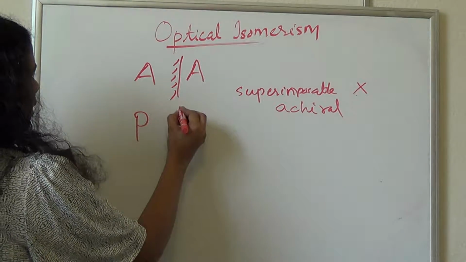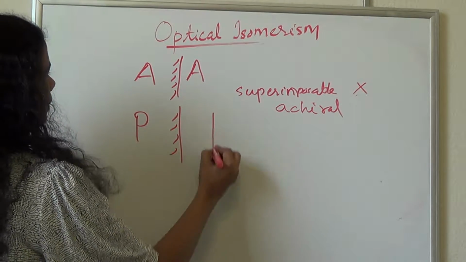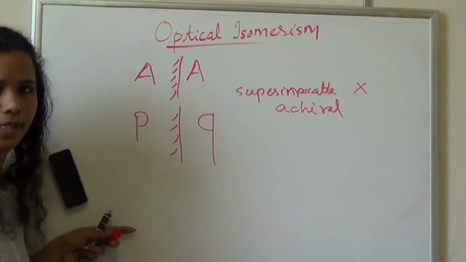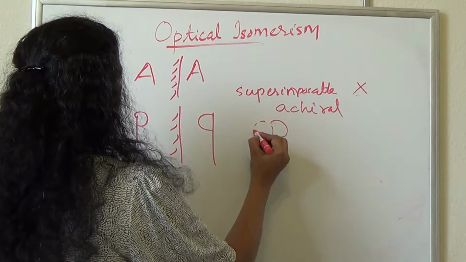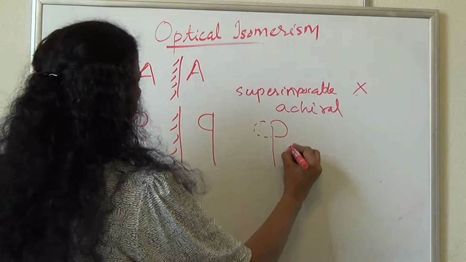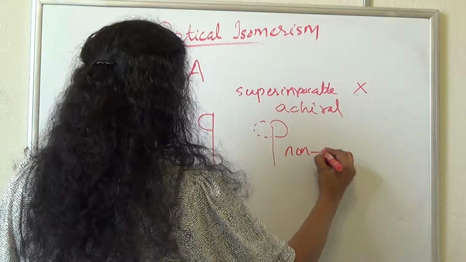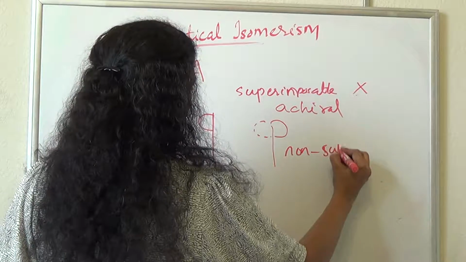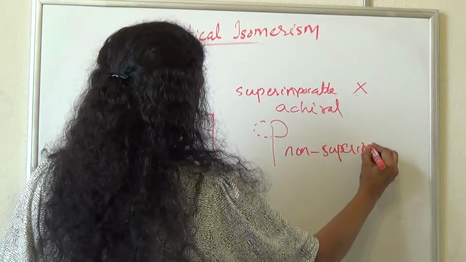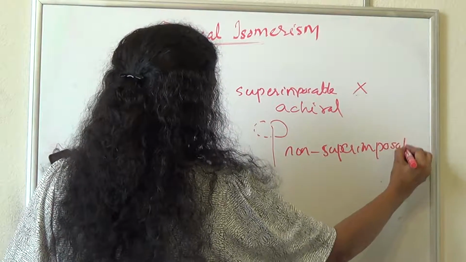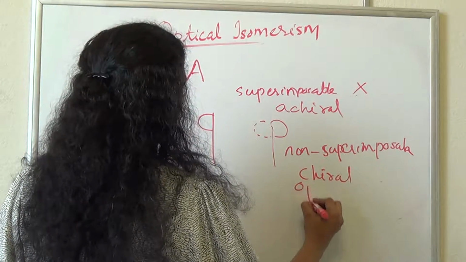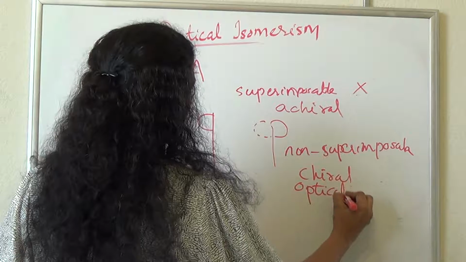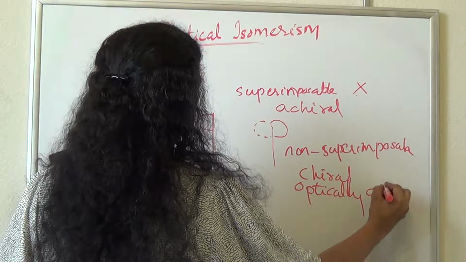Otherwise, take another letter and take its mirror image. Then if you keep one above the other, this is the original and this is the mirror image, they are non-superimposable. That means it is chiral, and this type of compound will be optically active.